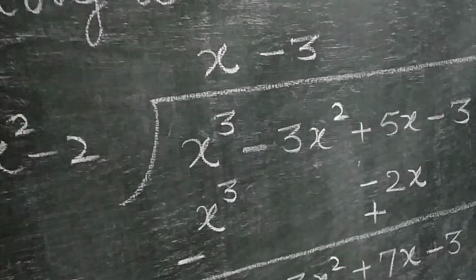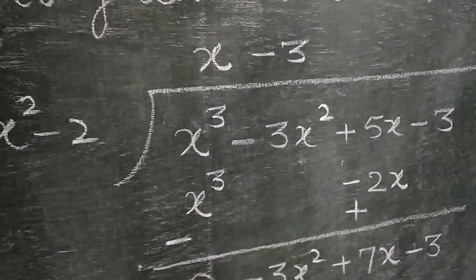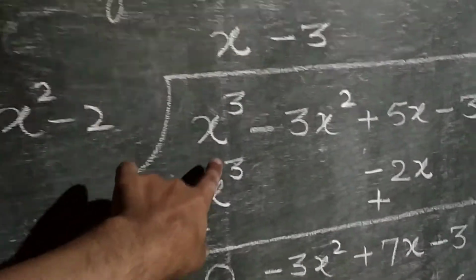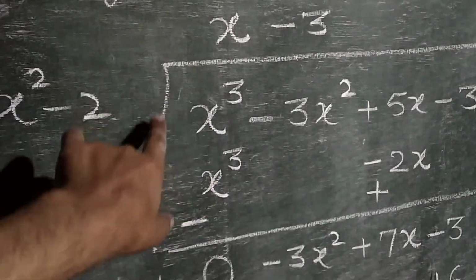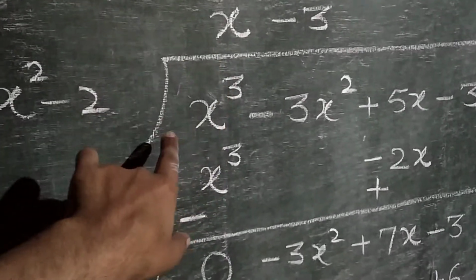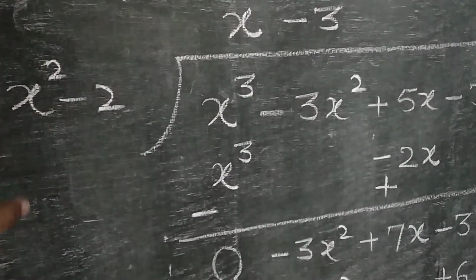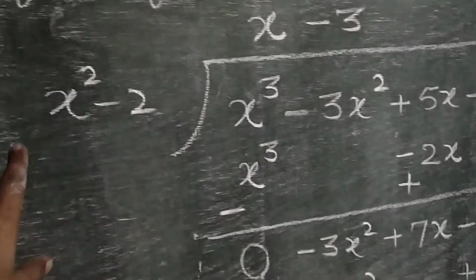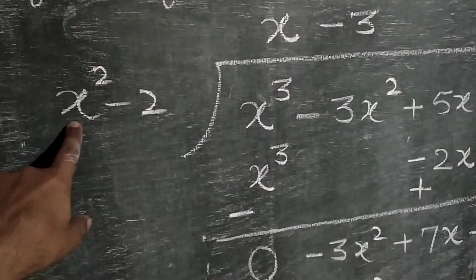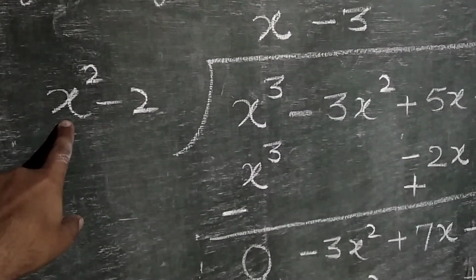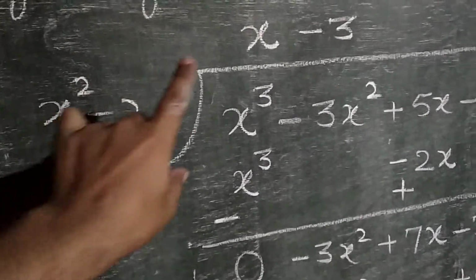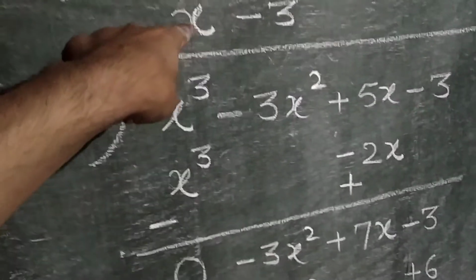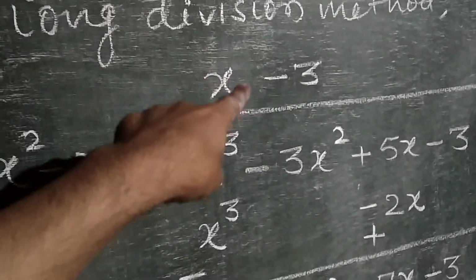Okay, so how will we decide the first term or second term of the quotient? What will we do for this? First we will take the first term, that is the highest degree term of the dividend, and we will divide it by the first highest degree term of the divisor. So here it is x cube, and the highest degree term of the divisor is x square. So what will we do? We will write x cube upon x square. What will we get? We will get x. So it will be the first term of the quotient. So x is the first term of the quotient.